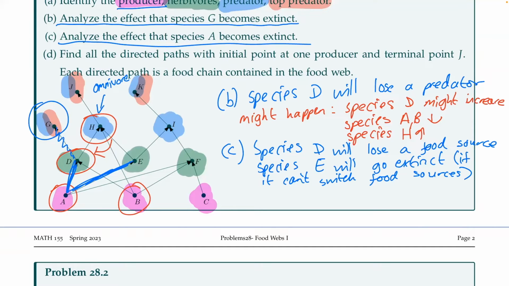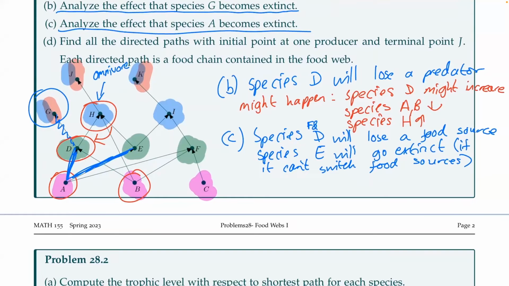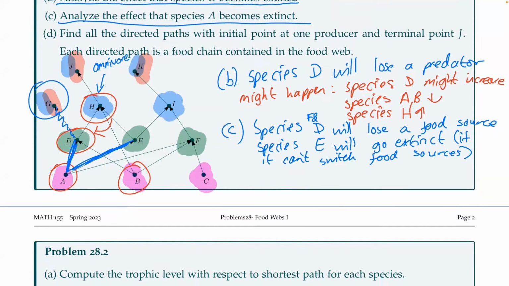Question, yeah. Yes, so I will add it in up here. Species F and D will lose a food source. Species D will go extinct because it loses its only food source. That's a reasonable assumption to make based on the information that we have. Like I said, there are lots of other mights.